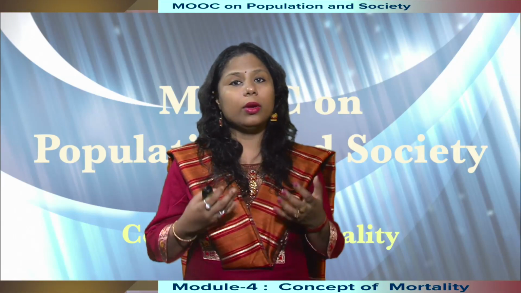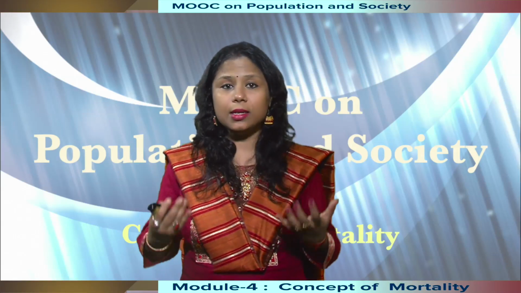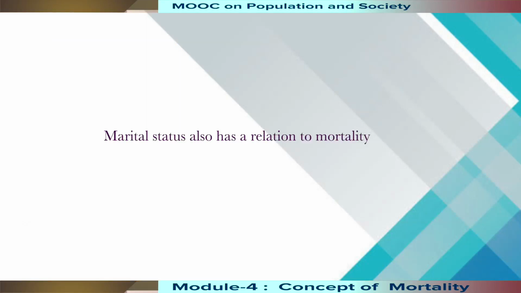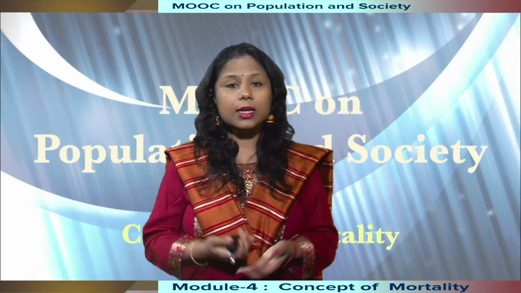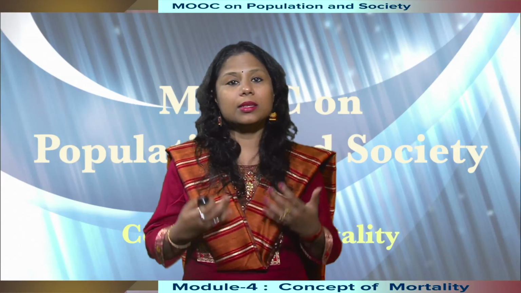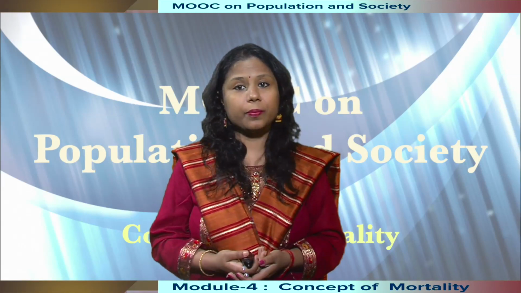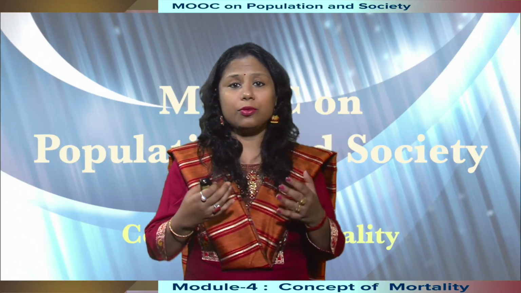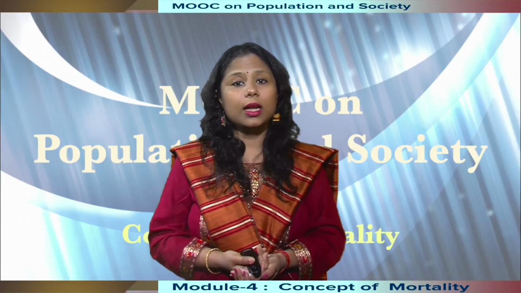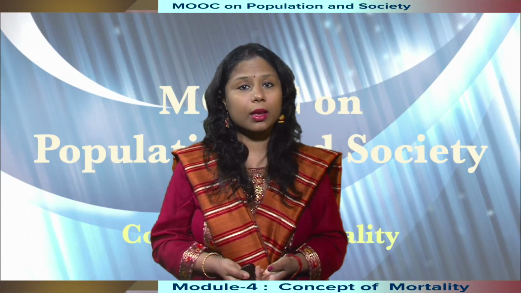So we have learned how income, occupation, and education determine mortality rates. Now, dear learners, marital status also has a relation to mortality rates. Studies have suggested that mortality rate is lower for married males and females than for the unmarried ones of the same sex and age. Married men and women tend to feel more secure and protected. They can look after each other, and all this leads to better health conditions and lower mortality rates among them.